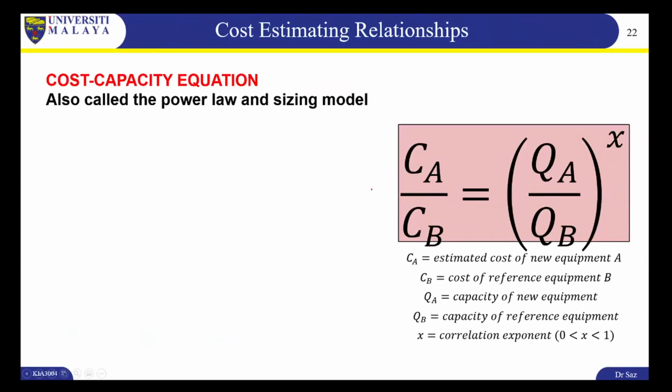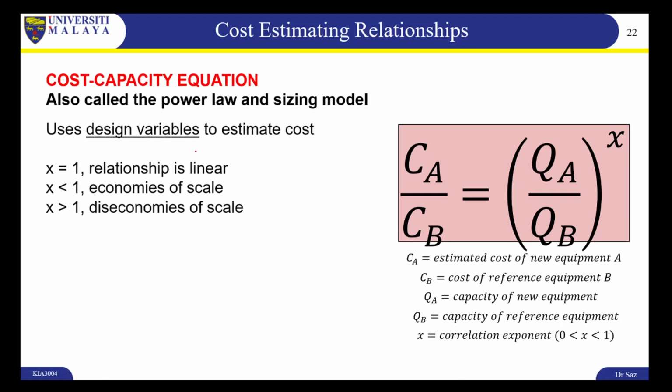Cost estimating relationships, and the cost capacity equation is the first one we'll be looking at. It's also called the power law or the sizing model. It uses design variables to estimate costs. Now, what are these design variables? They can be horsepower. It can be, let's say, watts. Any other thing related to equipment.